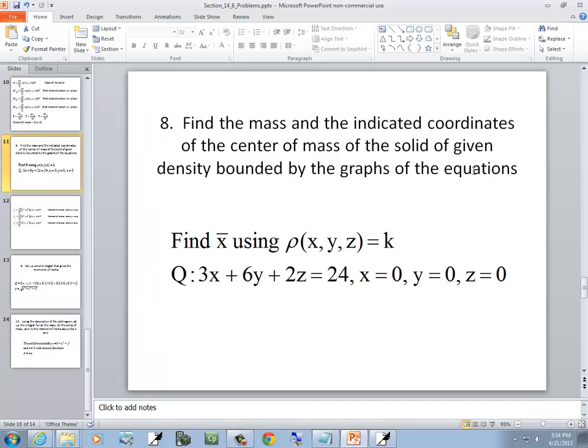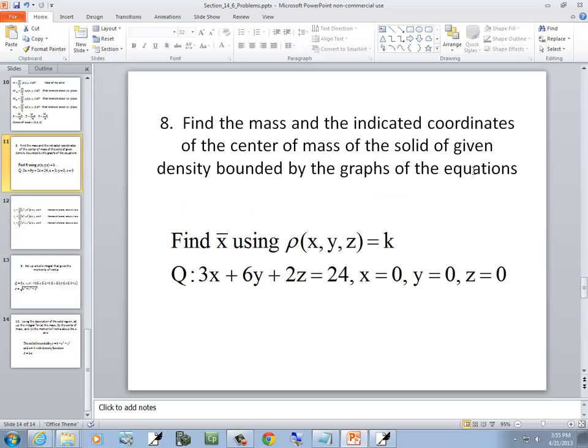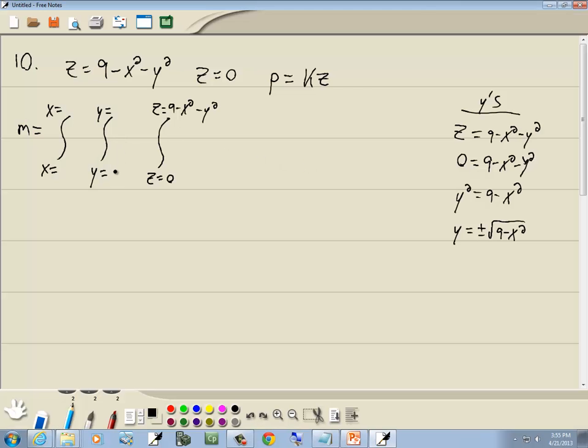Now, density function bounded by this, and z equals 0. Okay, so z can't be negative, but it doesn't put any stipulation on x and y. Which means that this will go from y equals negative square root of 9 minus x squared to y equals positive square root of 9 minus x squared.